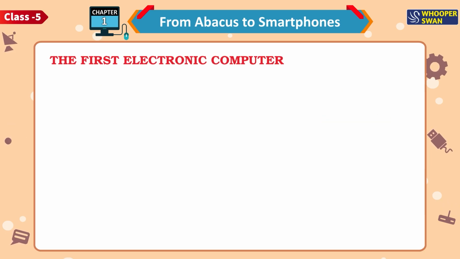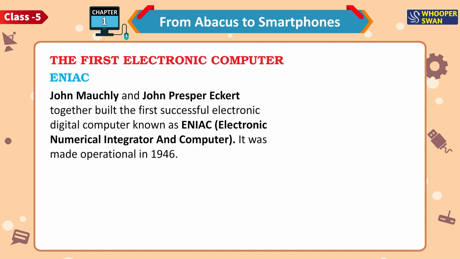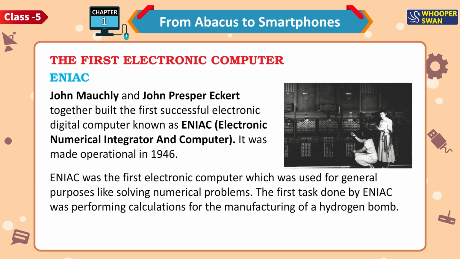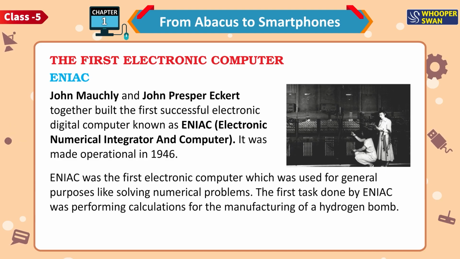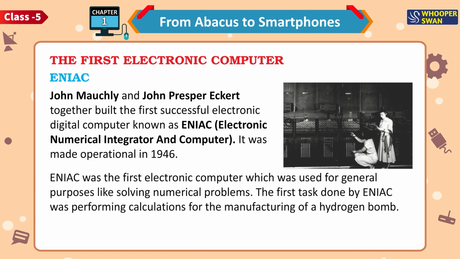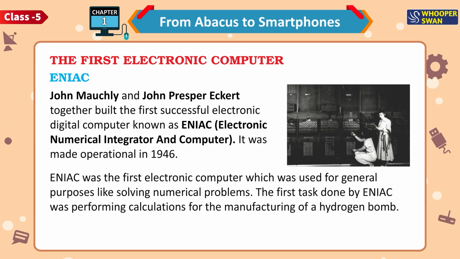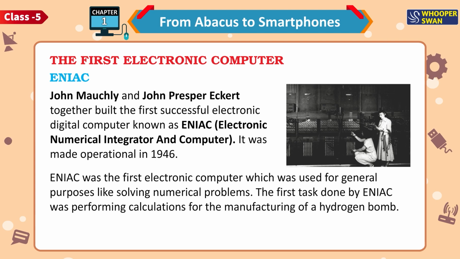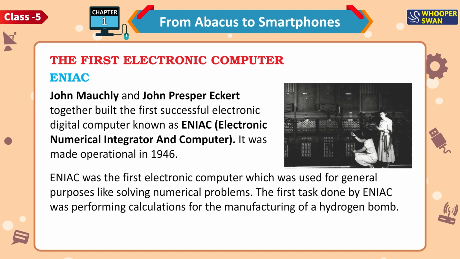The first electronic computer, ENIAC. John Mauchly and John Presper Eckert together built the first successful electronic digital computer known as ENIAC, Electronic Numerical Integrator and Computer. It was made operational in 1946. ENIAC was the first electronic computer which was used for general purposes like solving numerical problems. The first task done by ENIAC was performing calculations for the manufacturing of a hydrogen bomb.